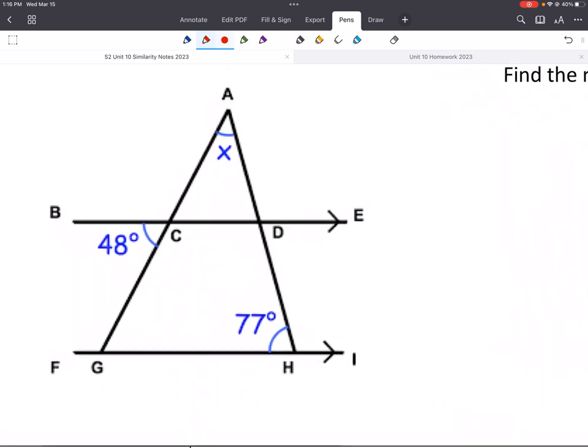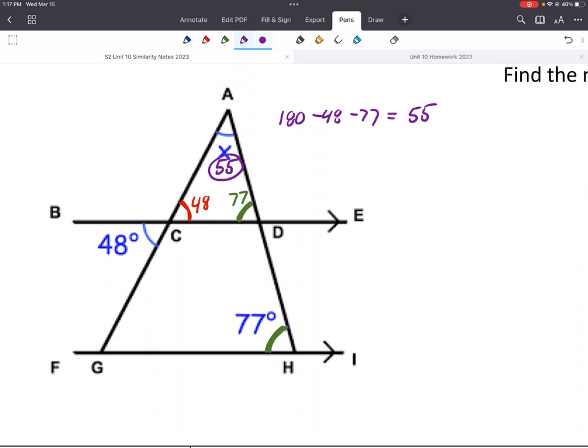If we want to find x, this is one way one student showed me today. These are vertical angles, so this would be 48. And then I'll use a different color. This angle that I'm marking as green is the same as this angle. These are corresponding angles, so this is also 77. And then we know that the angles of a triangle add to 180. So 180 minus 48 minus 77 would give us 55.